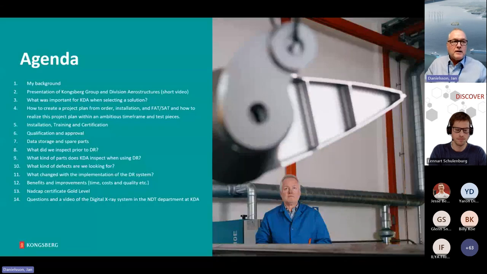How to create a project plan from order, installation, and FAT and SAT, and how to realize the project plan within an ambitious time frame and the test pieces. Next is the installation, training, and certification. And qualification and approval, data storage and spare parts, and what did we inspect prior to DR?